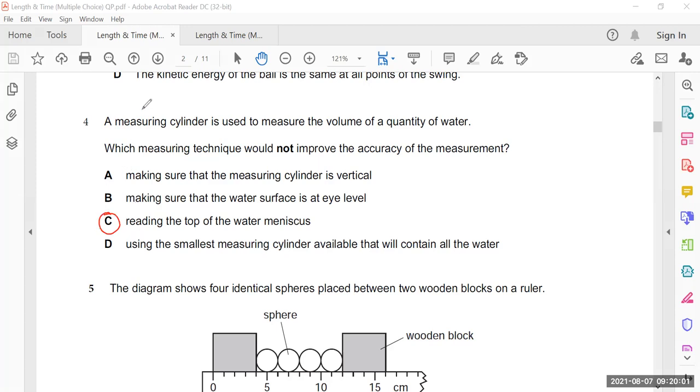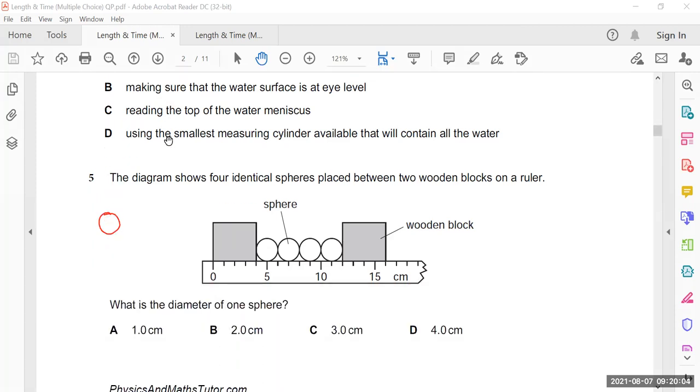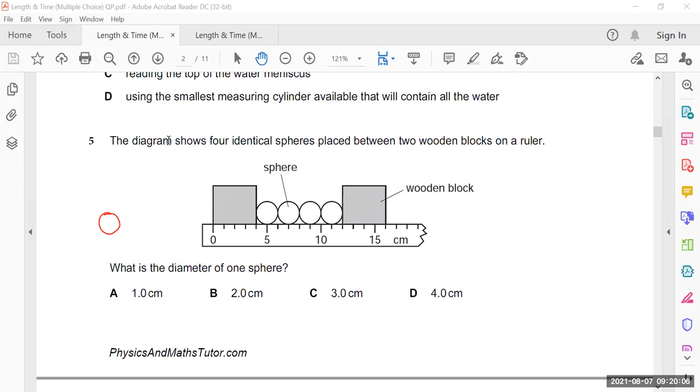Let's move to question number 5, children. Go through the statement carefully.